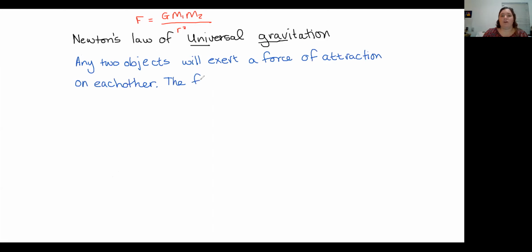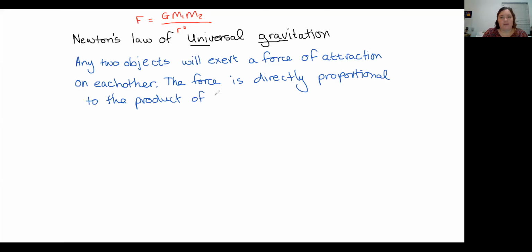The force is directly proportional to the product of, now be very careful, a lot of you are going to go into autopilot and say the charges, and then you're actually working out Coulomb's law. Very similar. Newton's law of universal gravitation and Coulomb's law are almost identical. So it's directly proportional to the product of the masses.